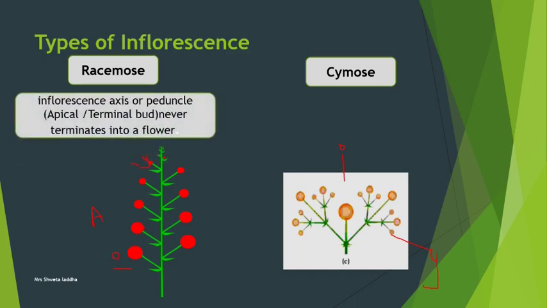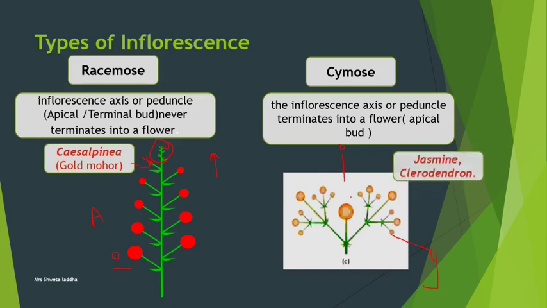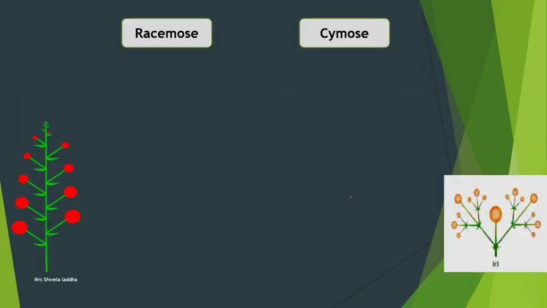Inflorescence axis or peduncle: in case of racemose, the apical or terminal bud never terminates into a flower. Look at this terminal bud. It is never terminating into a flower, so it continues to grow. It shows indefinite growth. Whereas the apical bud in cymose terminates into a flower, so it shows definite growth. Examples of racemose are Caesalpinia and Gulmohar; of cymose, jasmine and clerodendron.